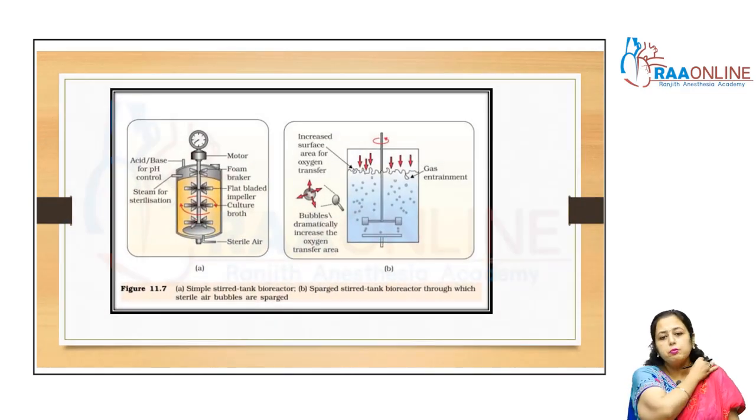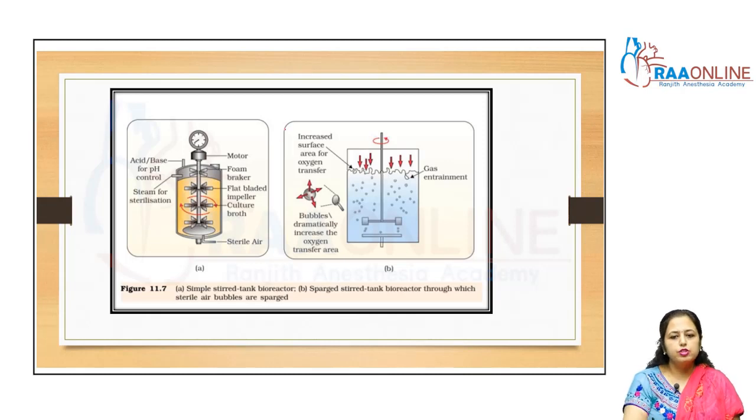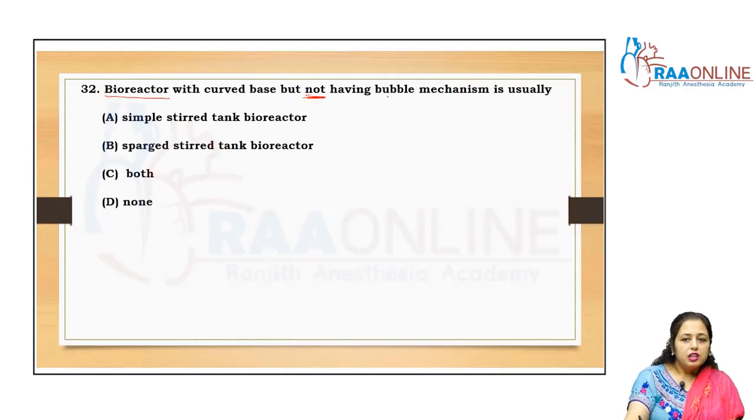There are two types of stirred bioreactors used. The first one is the simple stirred tank bioreactor, and the second one is the sparged stirred tank bioreactor, through which sterile air bubbles are sparged. You can see here these are the air bubbles, which are used in the sparged stirred tank reactors. In the simple stirred tank bioreactor, there is no bubble mechanism. So the answer is A.